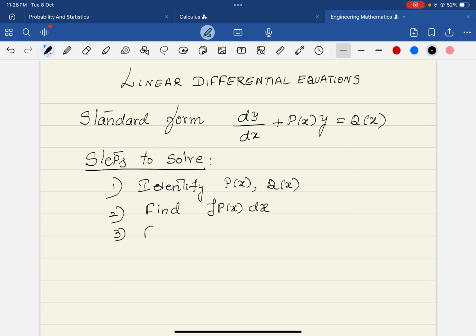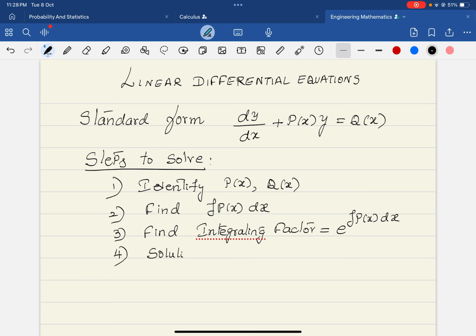Next, find the integrating factor. What is the integrating factor? It is given by e raised to integral of p of x dx. This is the integrating factor. And now you write down the solution.